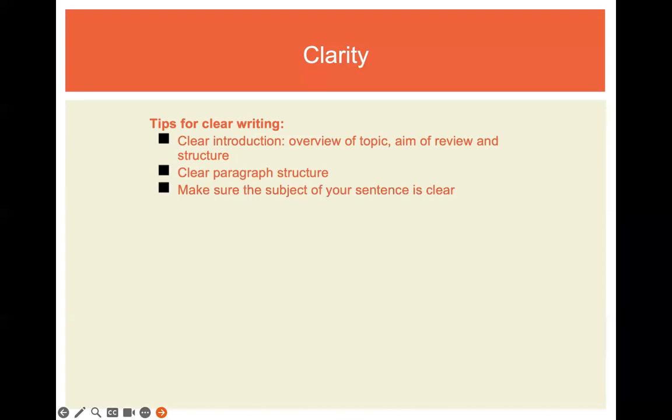Make sure that it's not only an issue of the paragraph, it's also an issue of the sentence. Is the subject, the doer of the action, clear? Of course, this is again going to be an issue of active and passive voice and the play between the two, which is okay. But at least in academic writing, the doer should be clear.